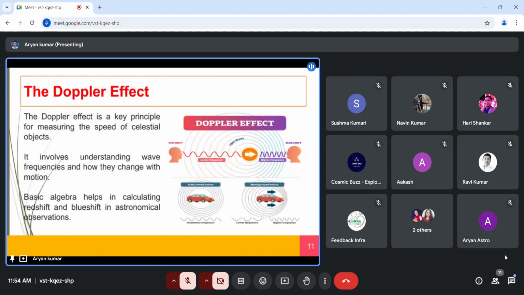What is the Doppler effect? The Doppler effect is a key principle for measuring the speed of celestial objects. It involves understanding wave frequencies and how they change with motion. Basic algebra helps in calculating redshift and blue shift in astronomical observations. The Doppler effect is a fundamental concept of physics describing motion and wave frequencies.